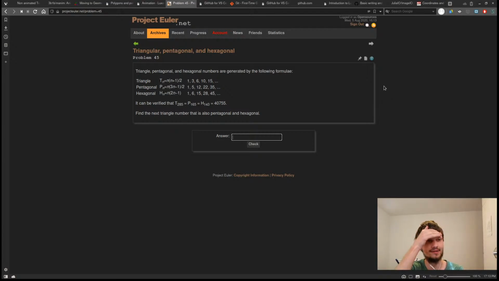But I think we didn't use hexagonal numbers before. We used triangular numbers before, but that's about it. So we have this time the formula, and it can be verified that they are sometimes the same: triangular number 285 is the same as pentagonal number 165 and hexagonal number 143. And we want to find the next one.